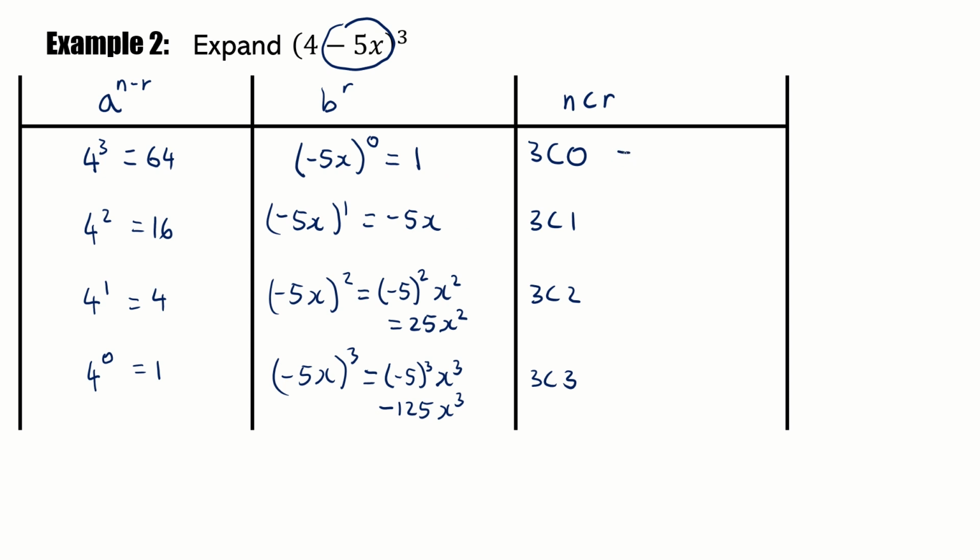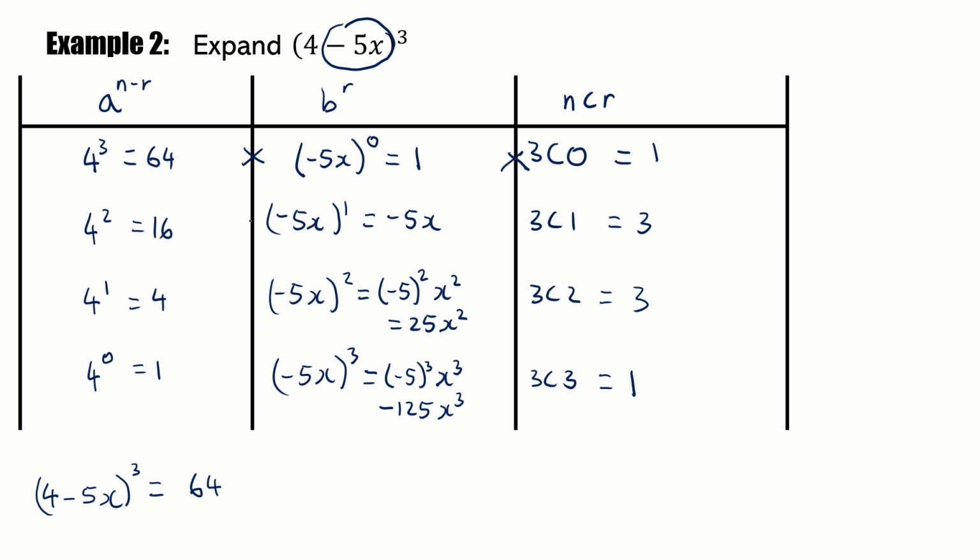And then lastly, the nCr, so 3C0 is just 1, 3C1 is 3, 3C2 is 3, and 3C3 is 1. You can find all those values by typing them into the calculator. And then all we've got to do is, of course, multiply each of these parts together to get each term. But to save a bit of writing out, I'm just going to launch straight from that bit to the final stage. So (4 minus 5x) to the power of 3 is just going to be 64 times 1, which is 64. Then we're going to add on what we get from the next term.